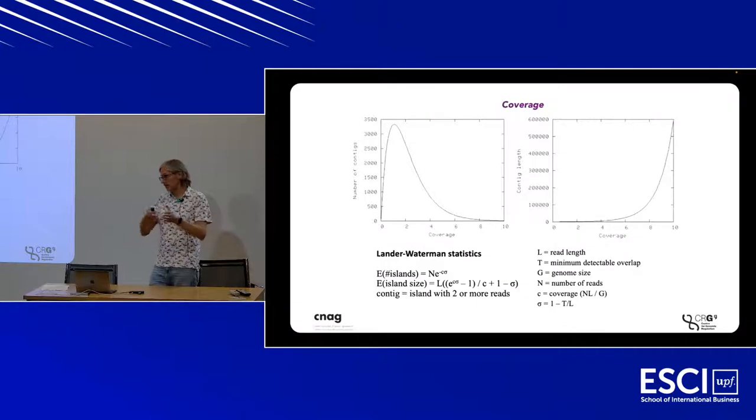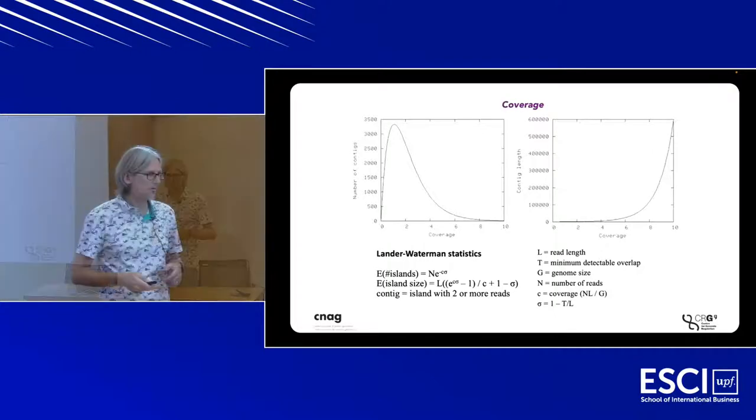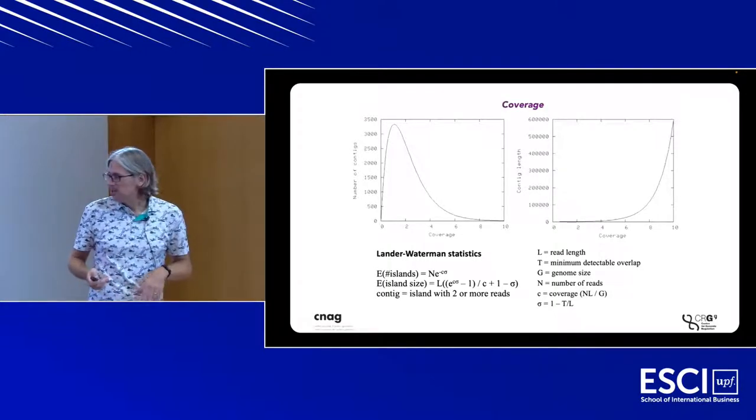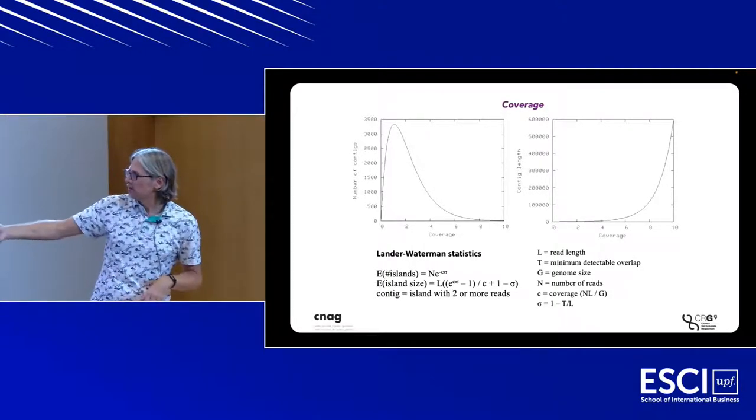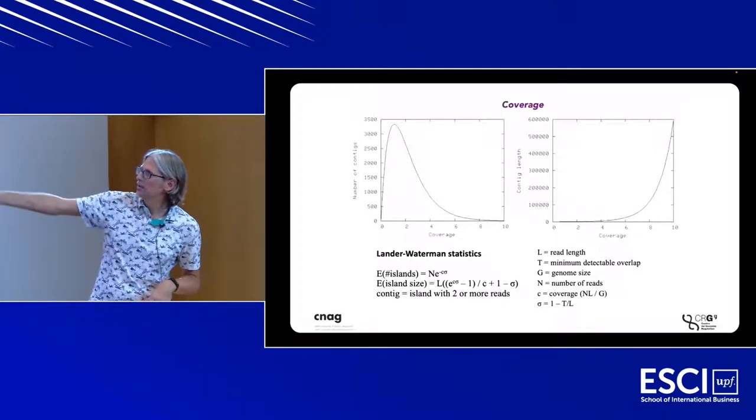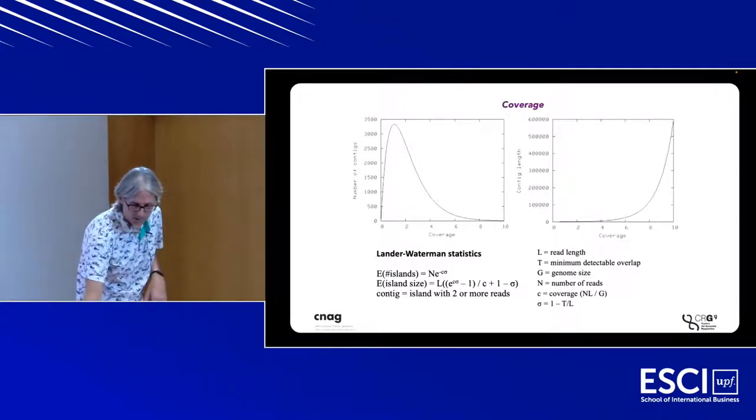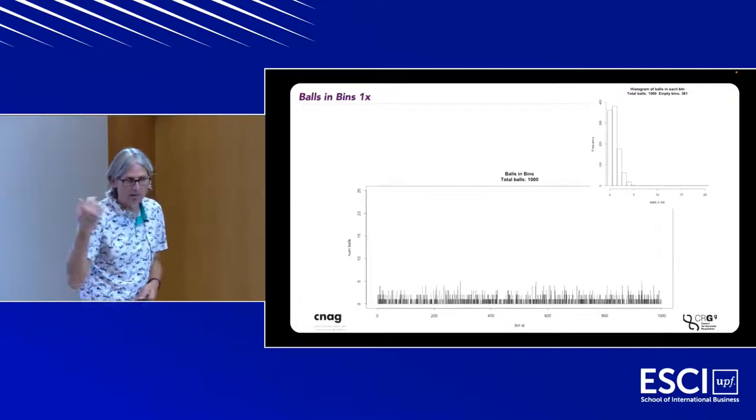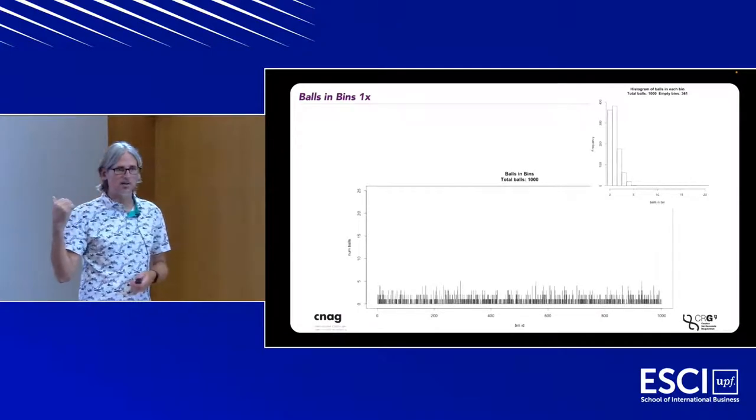You could even, if you have a reference, align it back, and you'll see that your read depth is about 50 when you align it back. So every position is covered in the genome more or less 50 times. It's not going to be exactly like that, but as your coverage goes up, the length of your contigs will go up. And I'll demonstrate that with this kind of thought experiment.